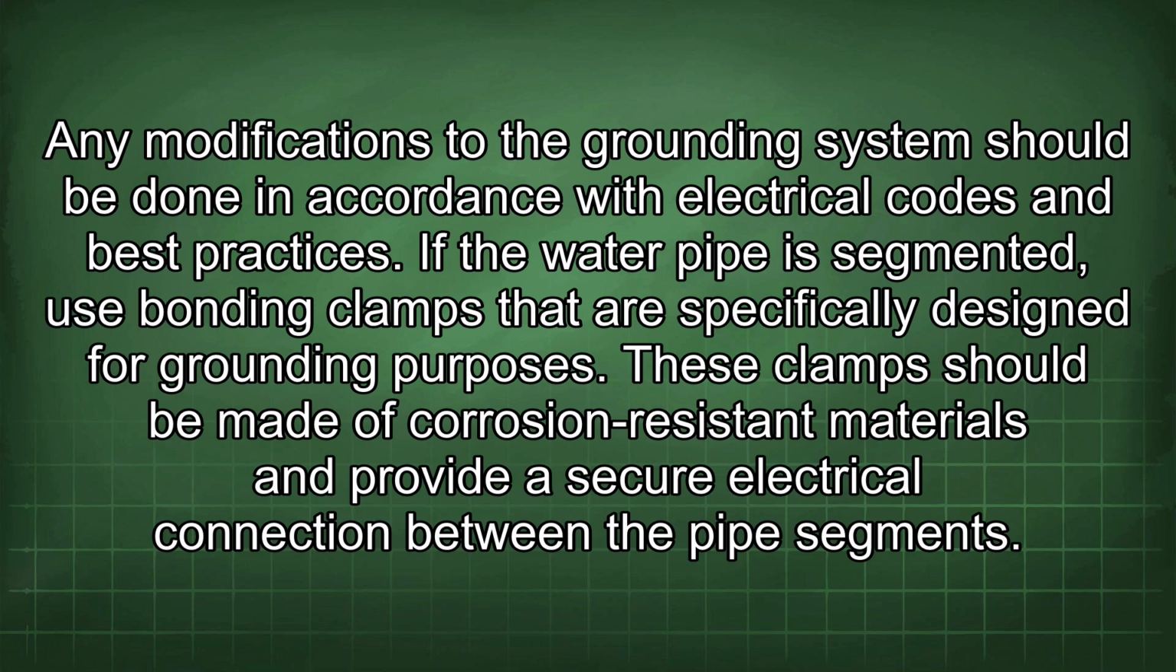If the water pipe is segmented, use bonding clamps that are specifically designed for grounding purposes. These clamps should be made of corrosion-resistant materials and provide a secure electrical connection between the pipe segments.